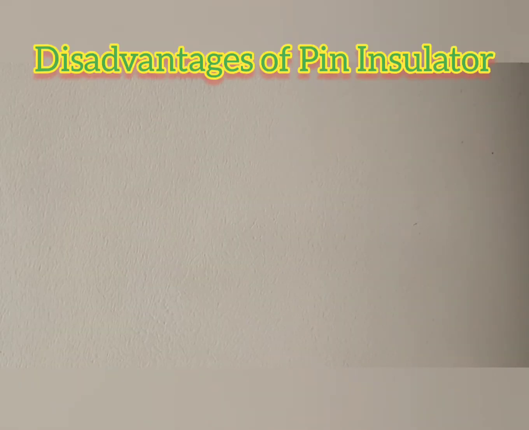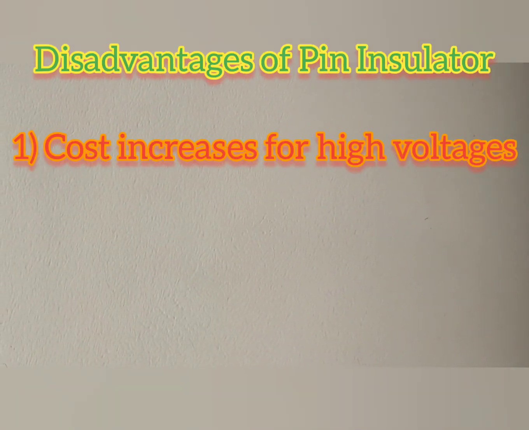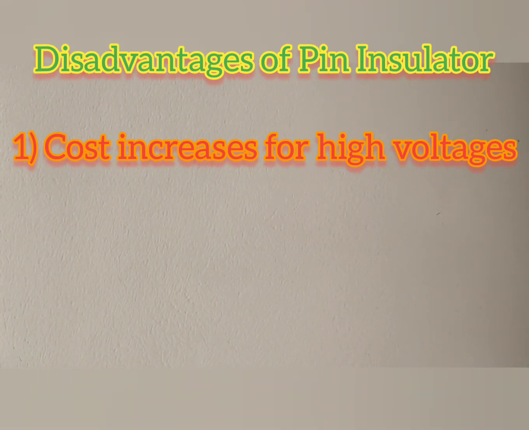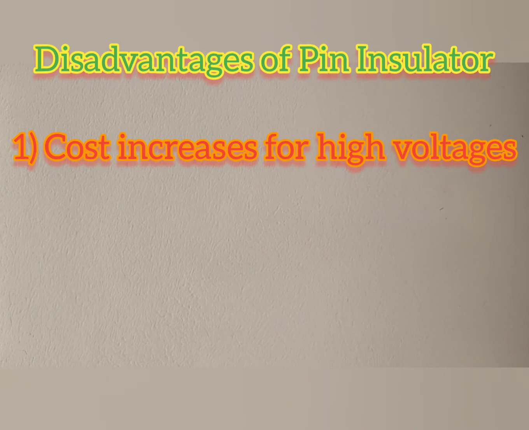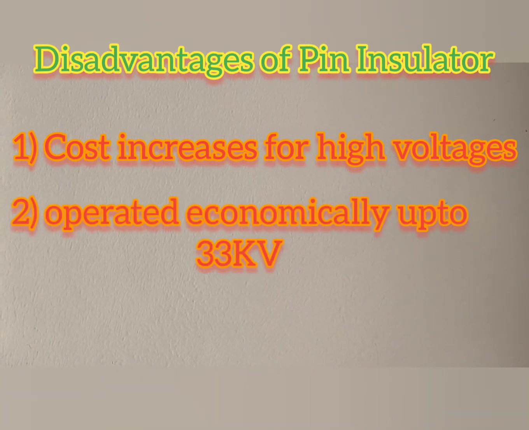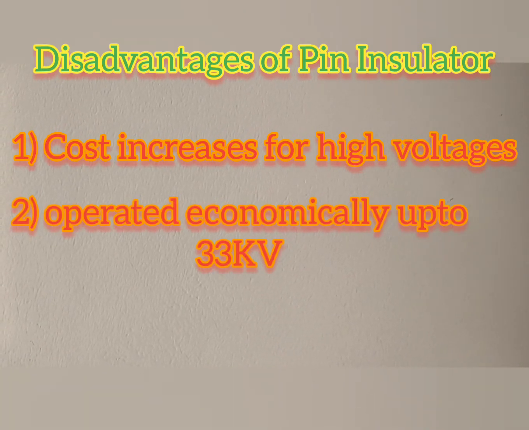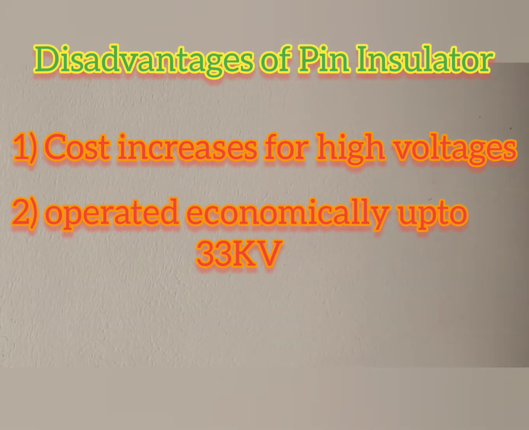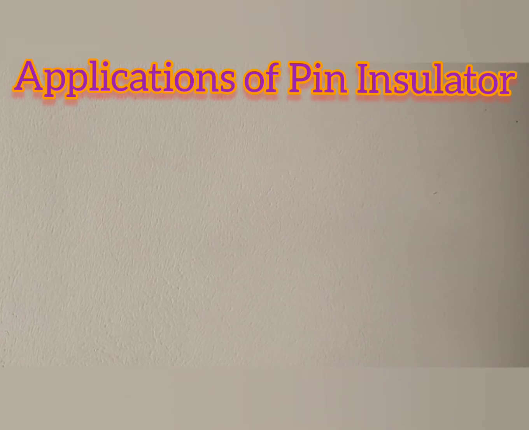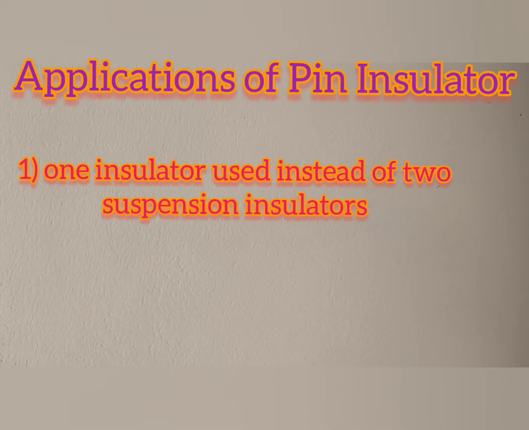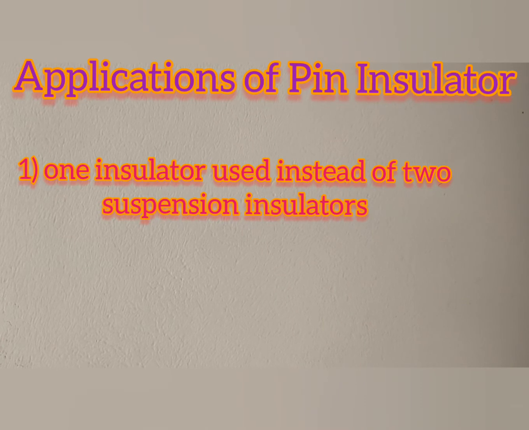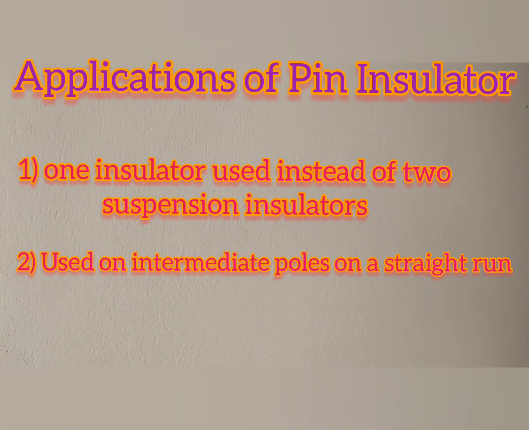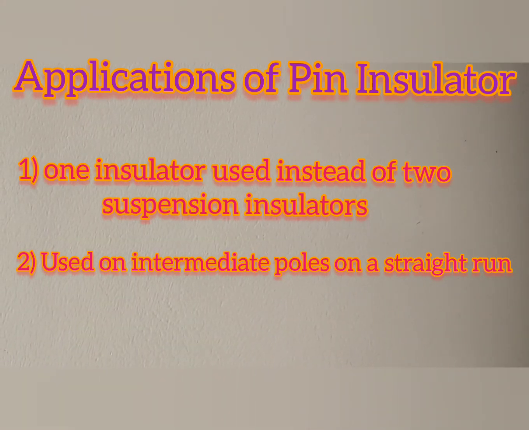Now we will see the disadvantages of pin insulator. Cost of pin type insulator increases rapidly when it is used for high voltages. And the other disadvantage is pin insulators can only be used up to 33 kV. Beyond this operating voltage, it becomes bulky and uneconomical. Now we will see the applications of pin insulator. In some cases, one pin insulator can perform the work instead of using two suspension insulators. This type of insulator is used on intermediate poles on a straight run.